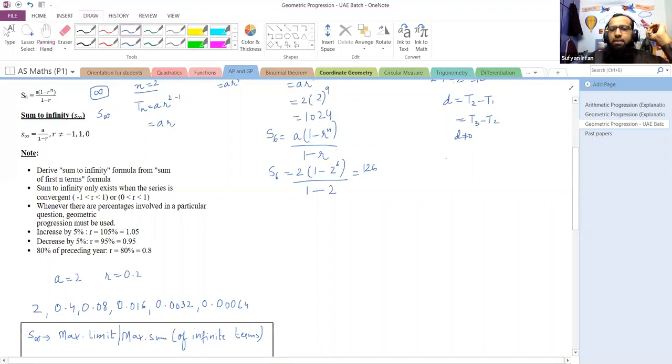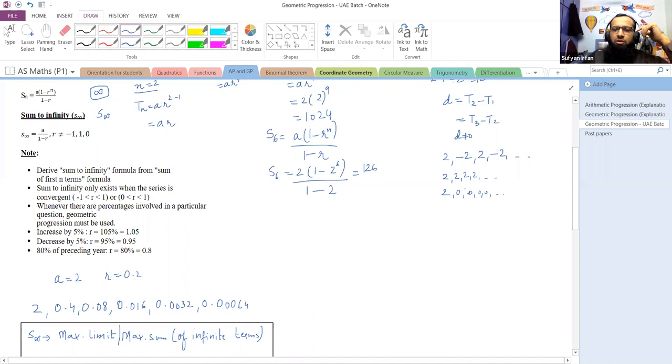Why so? Because let's suppose a sequence starts like this, 2, and then if r is negative 1, and if we multiply r by the first term, the second term would be negative 2, then again 2, then again negative 2. So the sequence is not proper. Similarly, if r is 1 and the first term is 2, it will keep on repeating itself. And if the common ratio is 0 and you multiply, then definitely the answer would be zero, because if the first term is two, then the next answer is zero and the answer goes on zero, zero and zero.